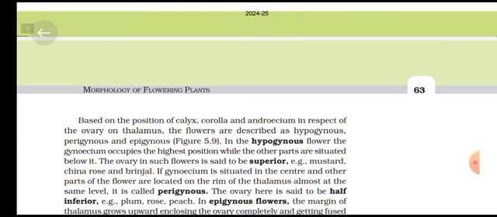Based on the position of calyx, corolla, and androecium in respect of the ovary on the thalamus, the flowers are described as hypogynous, perigynous, or epigynous. In a hypogynous flower, the gynoecium occupies the highest position while the other parts are situated below it. The ovary in such flowers is said to be superior. Examples: mustard, China rose, brinjal.